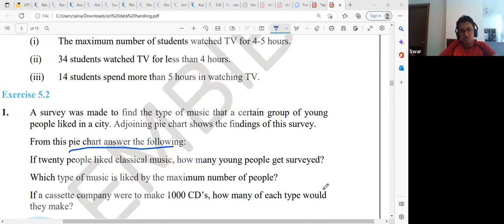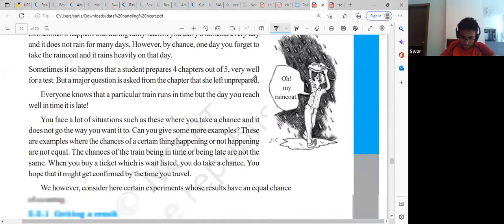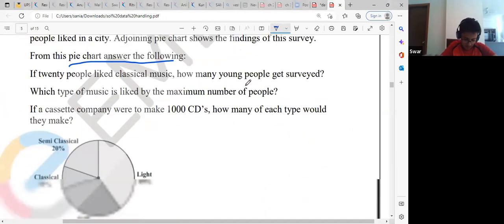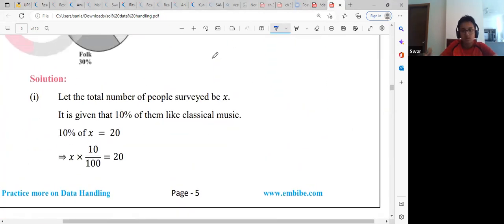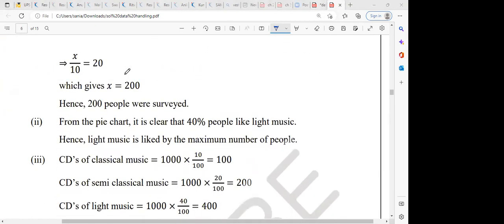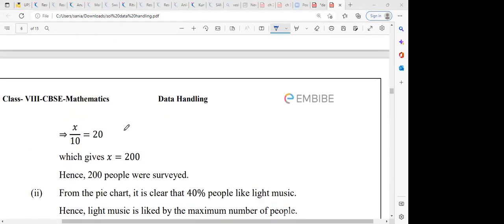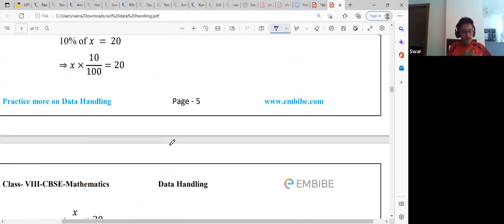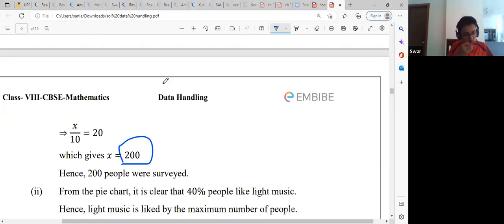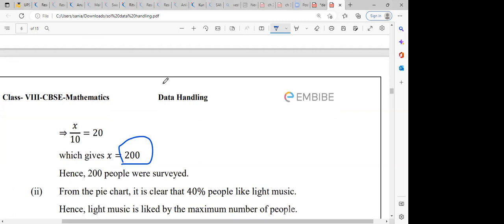Ma'am, can I share the answers? Ma'am, it's 20. The second one. You got 20, and then what you have to do? Oh yeah, sorry, I did the calculation correct, but I said the answer wrong. I did 20 upon x multiplied by 100, therefore x is equal to 20 multiplied by 100. So it's 200. Yes.